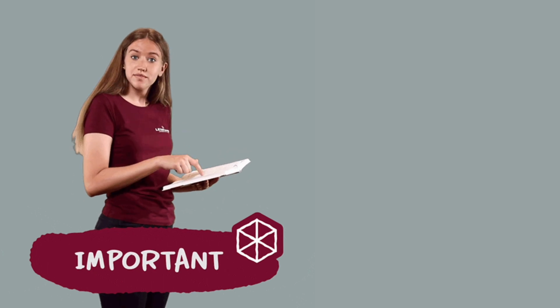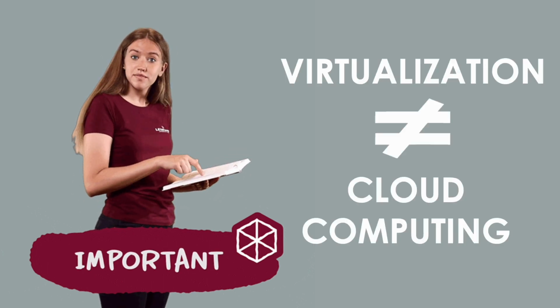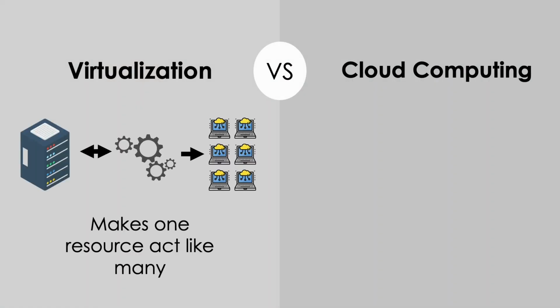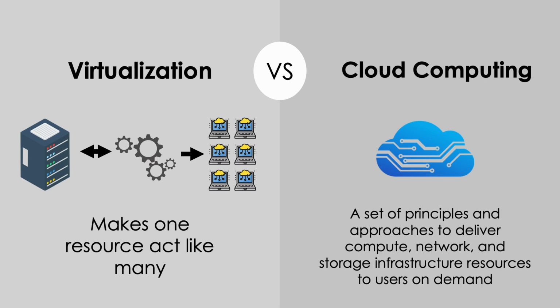Now, this is important. Virtualization is not the same thing as cloud computing. Virtualization makes it possible for companies like AWS to provide cloud computing services. With virtualization, one piece of hardware can be made to act like multiple pieces of hardware. Cloud computing, on the other hand, is a much broader term. Cloud computing is just a term that refers to on-demand access to IT services and resources. In short, virtualization isn't cloud computing, but cloud computing uses virtualization.